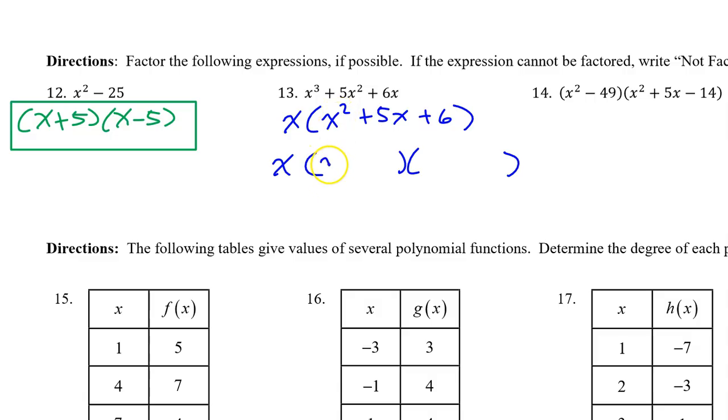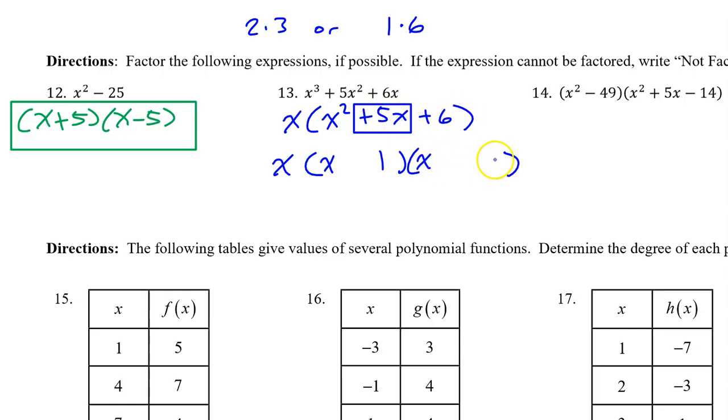X squared can only factor as x times x. 6 can either factor as 2 times 3 or 1 times 6. Either one of these pairs could give us a middle of 5, because 2 plus 3 is 5 and 6 minus 1 is 5. So we need to be very careful as we decide which one it is. Let's try 2 times 3 first. Actually, you know what? Let me pick the one that's wrong first so I can show you why it's wrong. Let's start with 1 times 6 so I can show you why it's wrong.